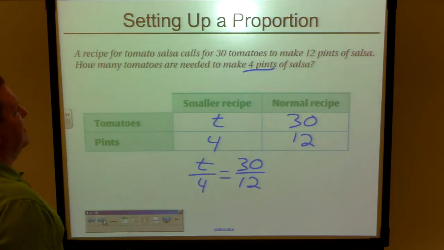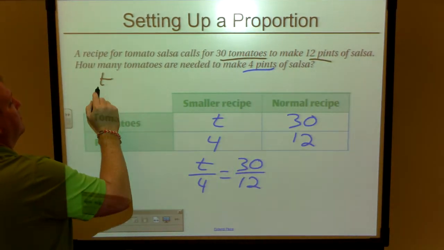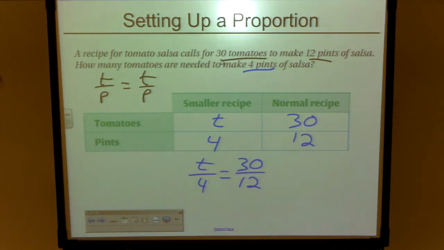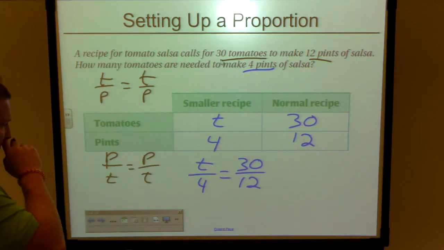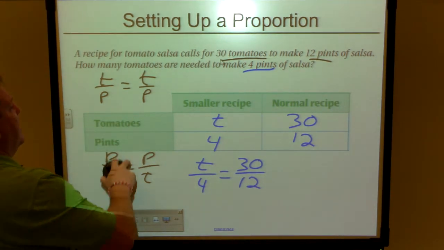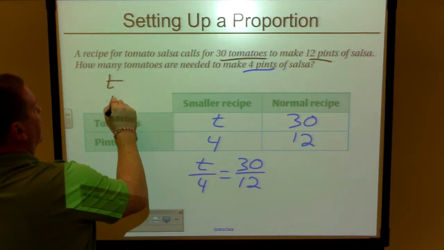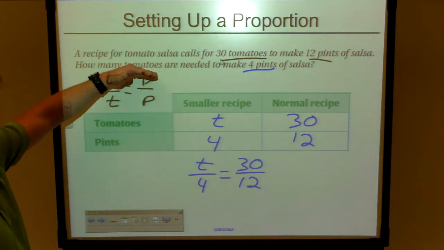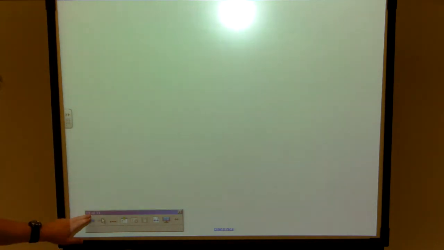There are multiple ways you can set this up. I like to look at this as simply calling it tomatoes over pints. So tomatoes over pints should equal tomatoes over pints. You can do that. You can do pints over tomatoes equals pints over tomatoes. So small recipe, big recipe, or normal recipe, or vice versa. If we wanted to, we could do tomatoes over tomatoes and pints over pints. Okay, as long as the recipes match up, that would all work. There's a bunch of ways you can solve these things.